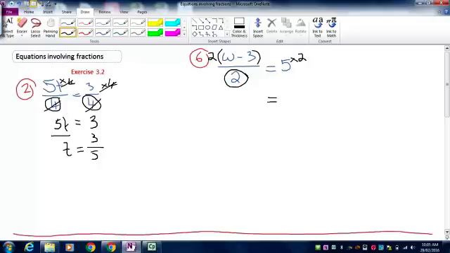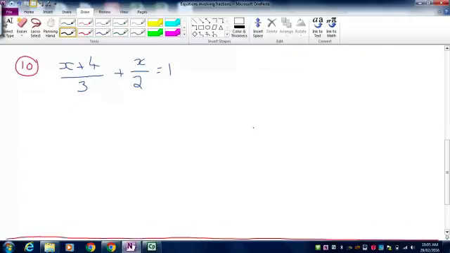Now multiplying on the left hand side will simply cancel the 2 on the top with the 2 on the bottom, so that I'm left with w minus 3. Multiplying by 2 on the right hand side gives me 10. And now I have a simple equation to solve. I move the negative 3 across to the other side to give me 10 plus 3, so w is equal to 13.